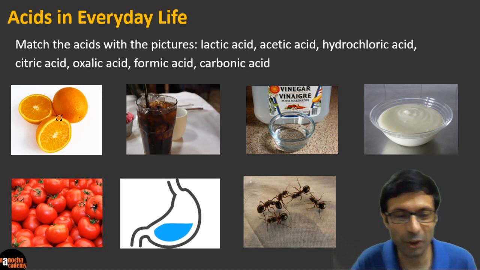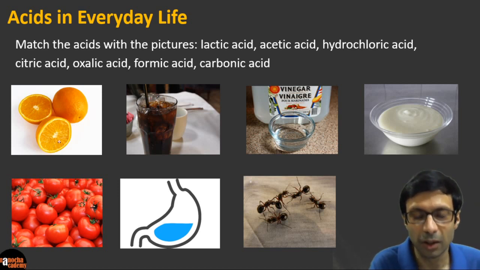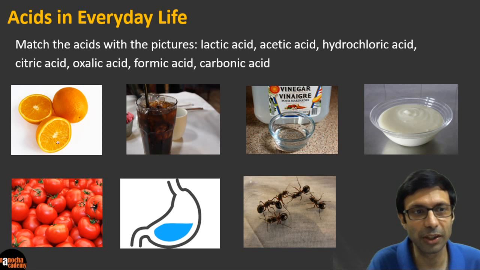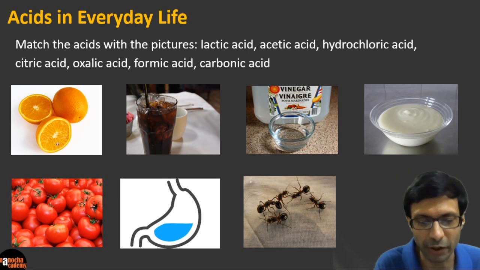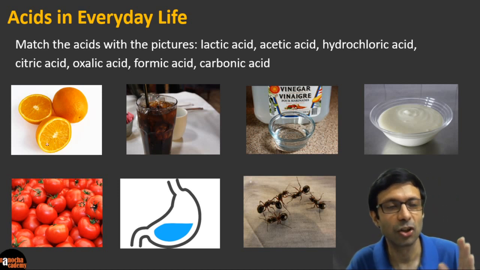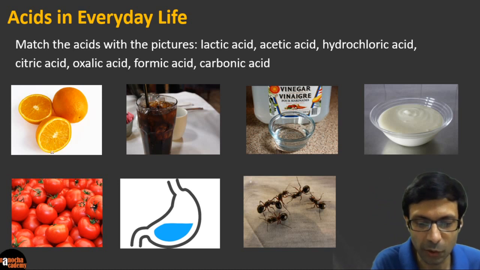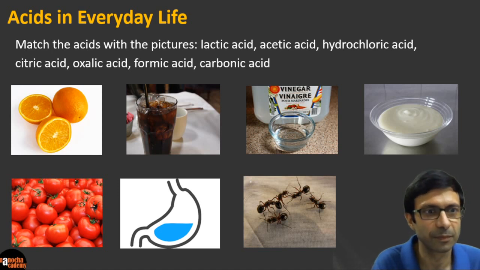Alright guys, so let's go ahead and start with this one. So let's start with the first picture. So here can you see that there are oranges in this picture, okay? So which acid is present in the orange? So let's go picture by picture. I can see a lot of good answers coming on the chat. So let's go one by one. So let's start with the orange right here, okay? Can you see that? So what acid is present in the orange?